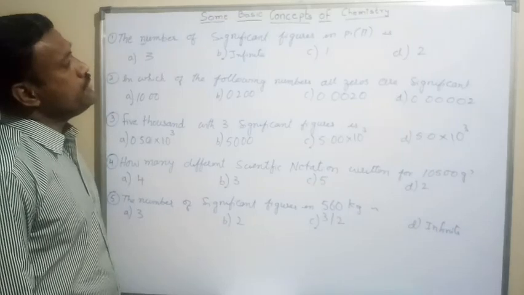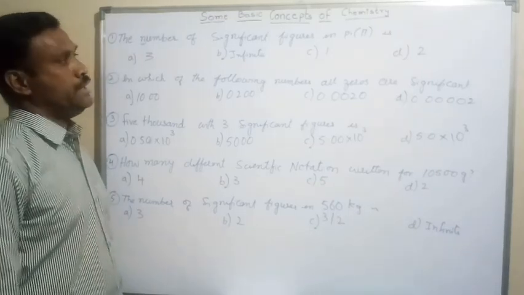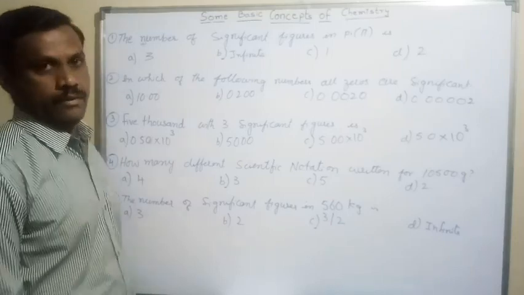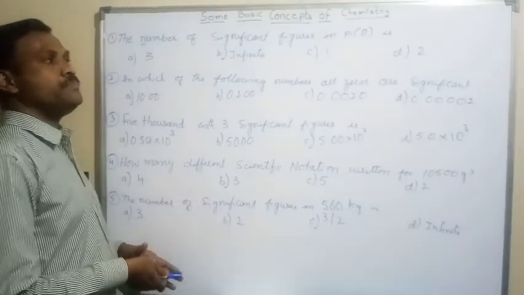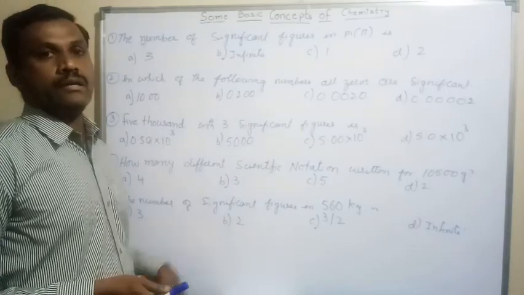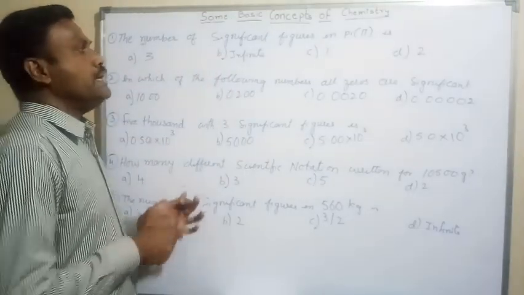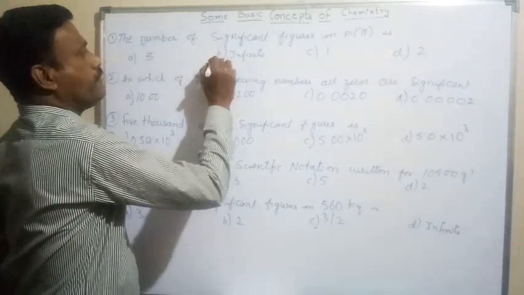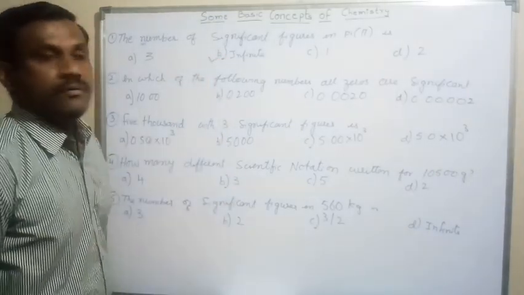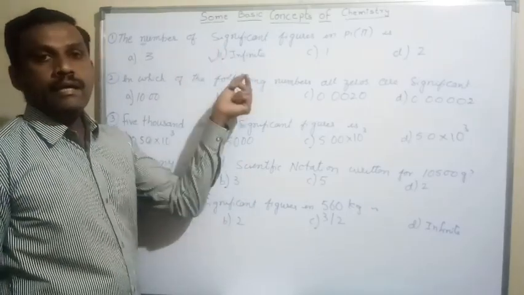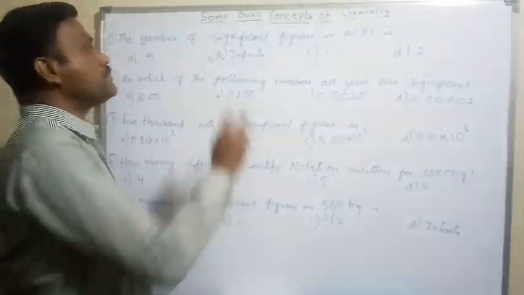The number of significant figures in pi: the pi value is 22 by 7. So it gives a value of 3.14. It goes on. So the option is B, infinite, because it has unending decimal places. So option B.